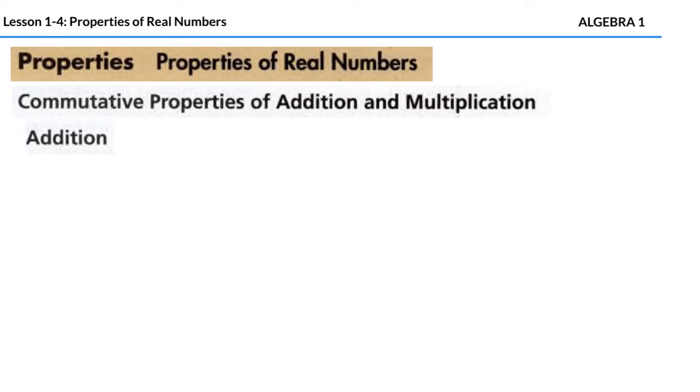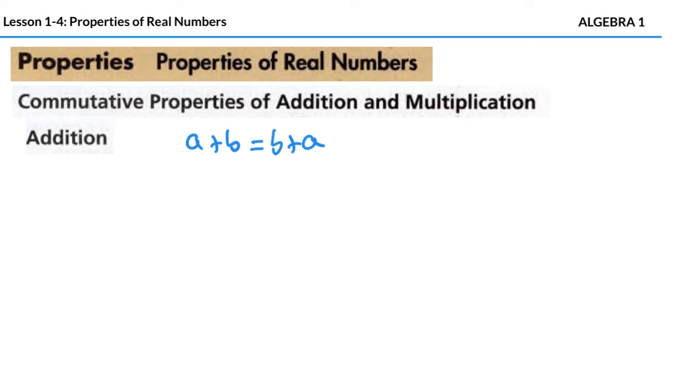Now the first property we will study is about commutative properties. Commutative properties of addition and multiplication. So what is the commutative property of addition? It says that changing the order of the addendums does not change the sum. For example, if we take A plus B, it will be same as B plus A, where A and B are any real numbers.